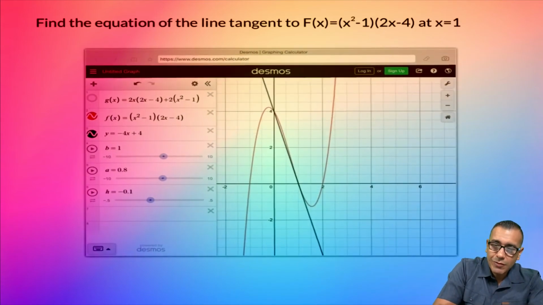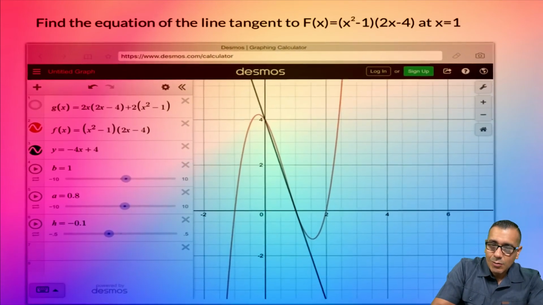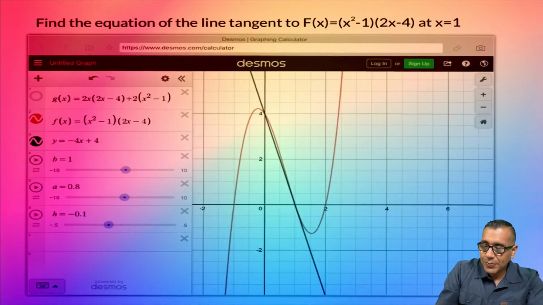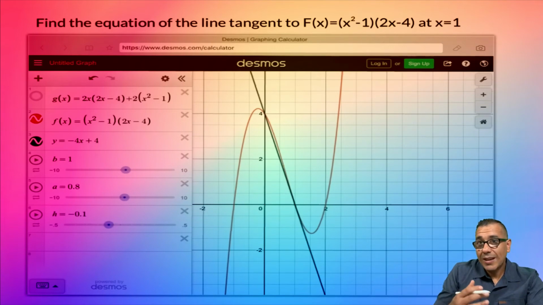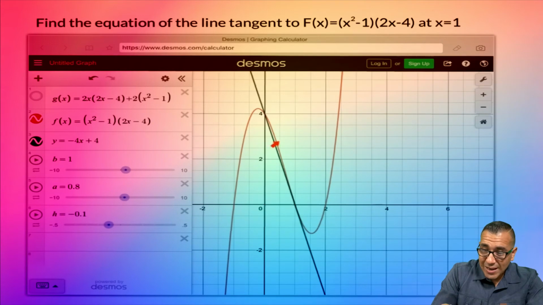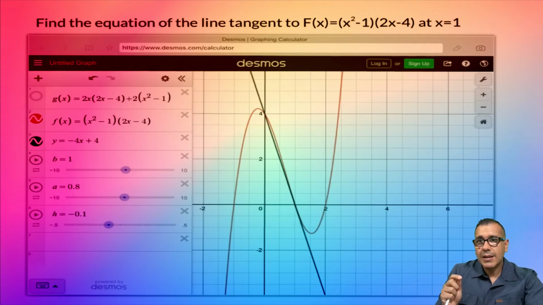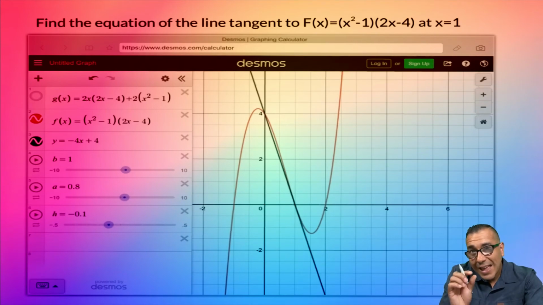So I use Desmos, our friends over there at Desmos. And what I did is I graphed in red here this function. And if I were to distribute, I would get 2x cubed as my leading term. And so I know this is going to be a cubic function, right? So there's my cubic function. And what I'm interested in is zooming in at x equals 1 and drawing a tangent line there, right? So I remember a tangent line represents the slope of that curve at that particular point.